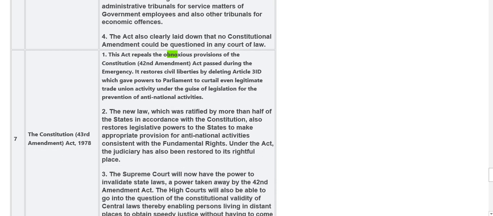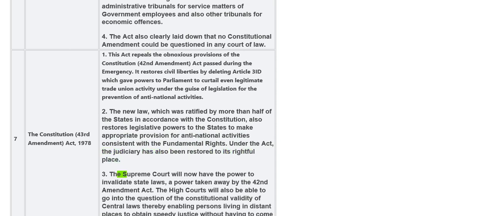7. The Constitution 43rd Amendment Act, 1978. 1. This Act repeals the obnoxious provisions of the Constitution 42nd Amendment Act passed during the emergency. It restores civil liberties by deleting Article 31D, which gave powers to Parliament to curtail even legitimate trade union activity under the guise of legislation for the prevention of anti-national activities. 2. The new law, which was ratified by more than half of the states in accordance with the Constitution, also restores legislative powers to the states to make appropriate provision for anti-national activities consistent with the fundamental rights.